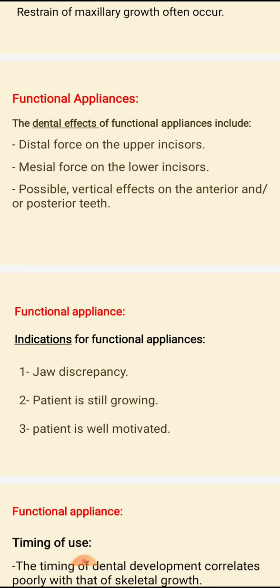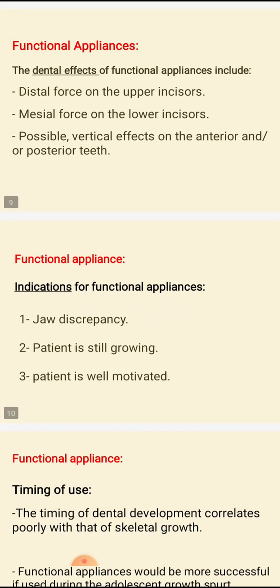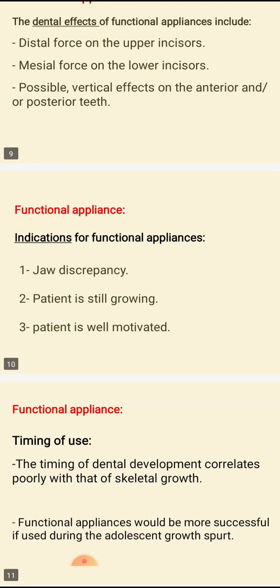From what we have discussed previously, we can conclude the indications for the use of the functional appliances. The first indication is jaw discrepancy, which means skeletal malocclusion. Mainly, functional appliances are used in class 2 due to mandibular retrusion. The patient is still growing and the patient is well motivated. Definitely, especially with the removable appliance, we need a motivated patient.